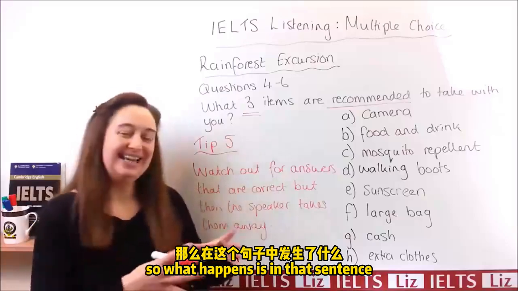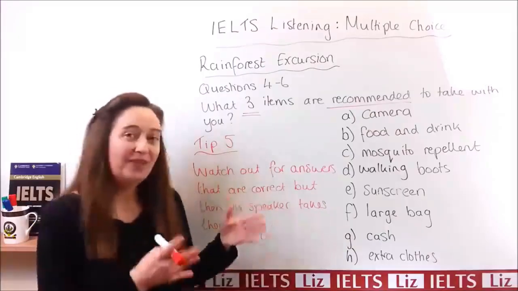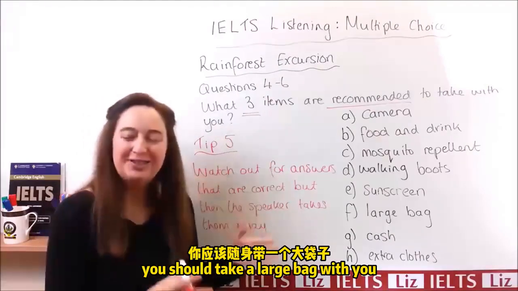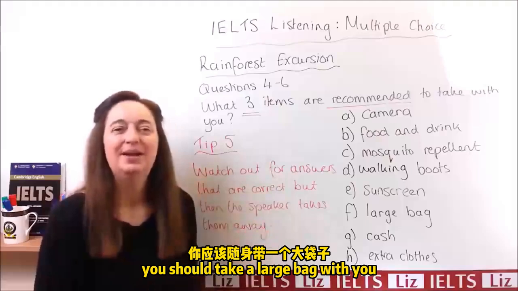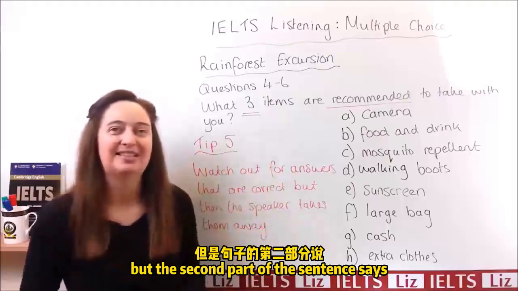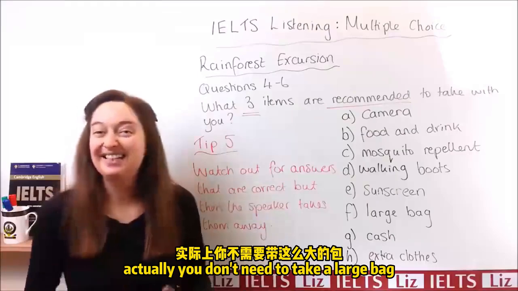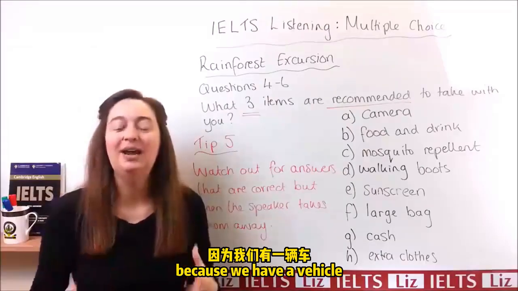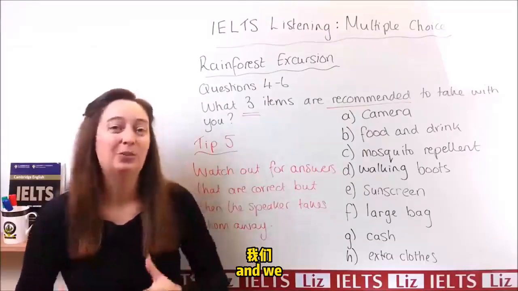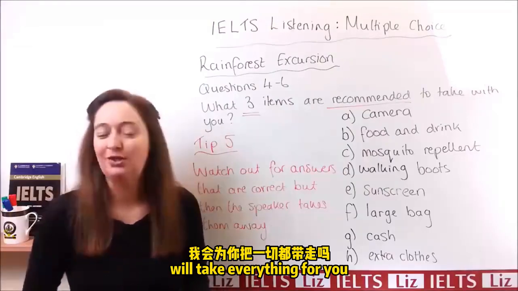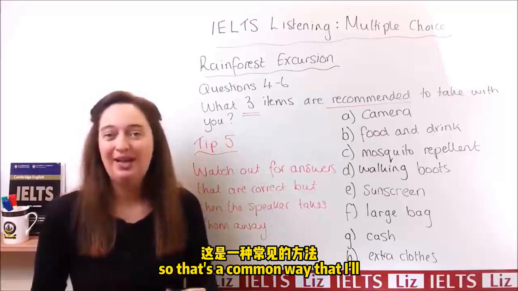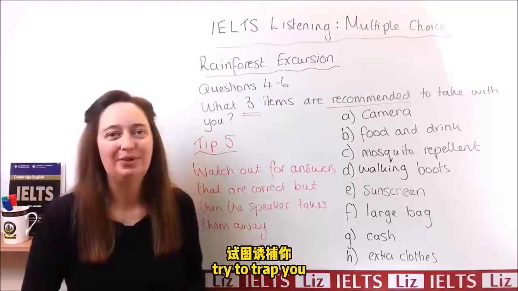So what happens is in that sentence, the first part of the sentence says, yes, you should take a large bag with you. But the second part of the sentence says, actually, you don't need to take a large bag because we have a vehicle and we will take everything for you, so you don't need the large bag. So that's a common way that IELTS try to trap you.